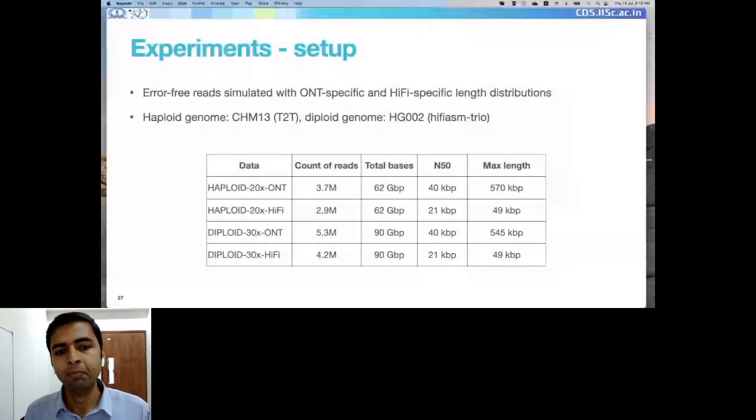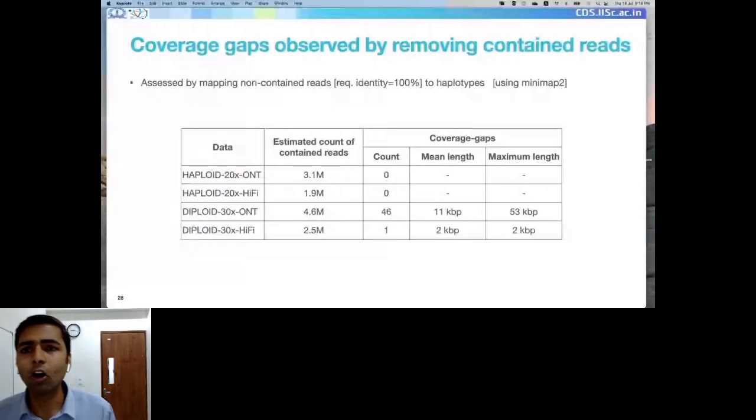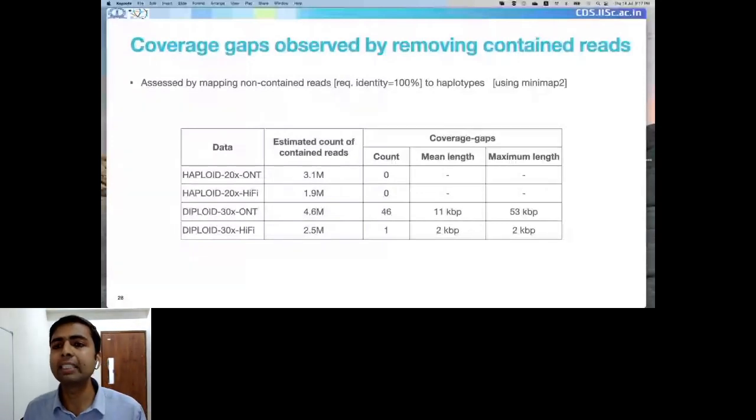So let's first see how many coverage gaps are caused if we directly remove the contained reads as done by the string graph formulation. It turns out that for the haploid genome assembly, removing contained reads does not lead to any coverage gaps. The estimated count of contained reads in these two datasets is 3.1 million in the ONT and 1.9 million in the HiFi haploid dataset. And in this case, the coverage gaps are not introduced by removing the contained reads.